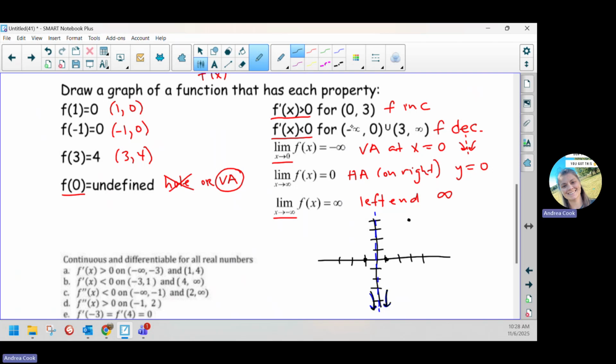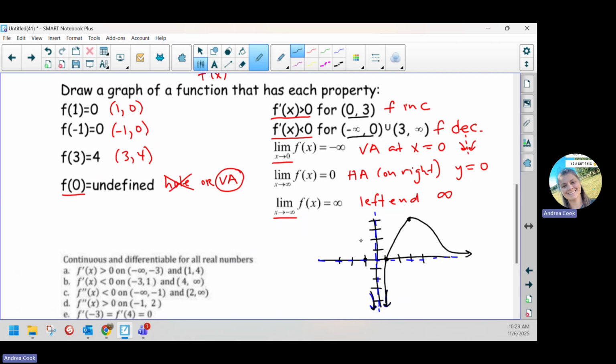Okay, so then I'm going to start with this first interval from 0 to 3. F is increasing. So from 0 all the way to this point, and I have to go through there, I'm increasing. Then from 3 to infinity, I'm decreasing. So I'm going to go decreasing, but I have this horizontal asymptote, so I better draw that in. So on the right side, my graph has to go to that y equals 0, and I need to decrease the entire time.